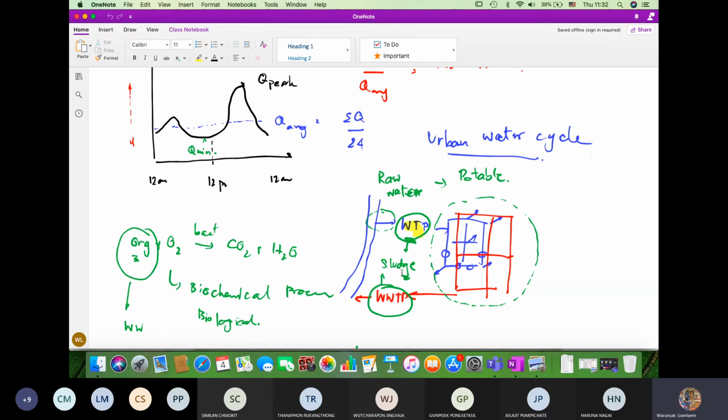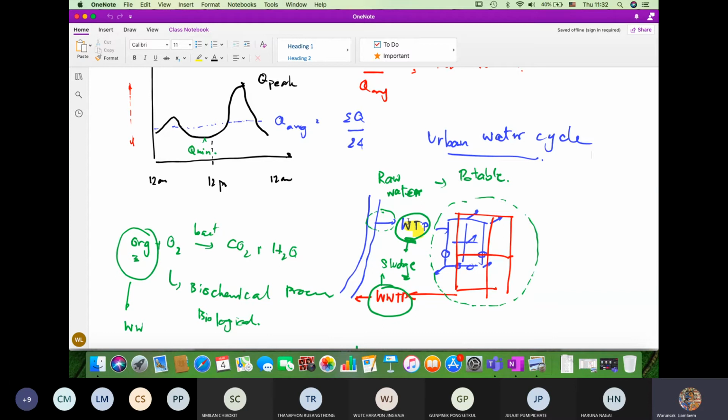And at the end, we will talk about how we deal with the sludge generated from both the plants. Wastewater treatment plant generates biosludge, but water treatment plant generates a lot of inorganic sludge coming from the coagulation and flocculation process. So we will talk about this process in details.